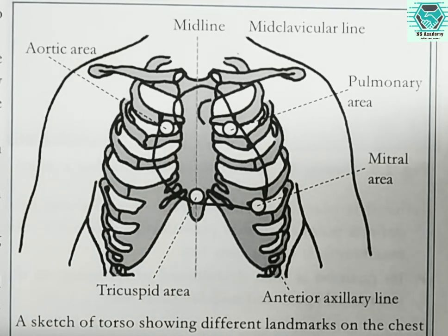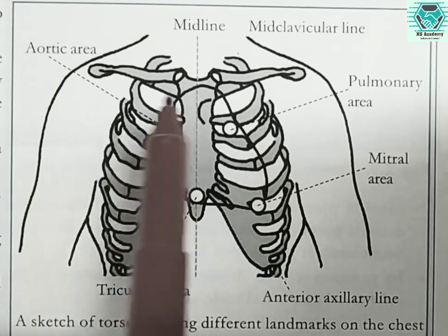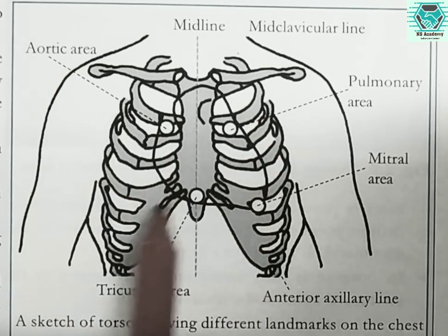So during the ECG, when we put the chest leads, we should know the exact positioning so that we can put the lead in the correct way. The following imaginary lines: first of all, midline. So this one is the midline. The midline divides the body into two lateral halves on either side.